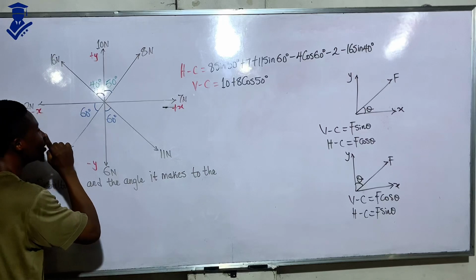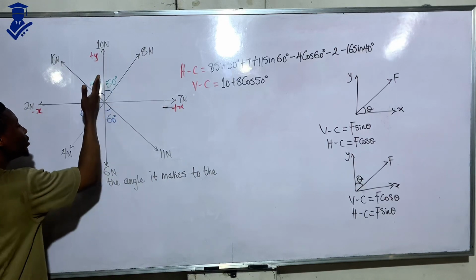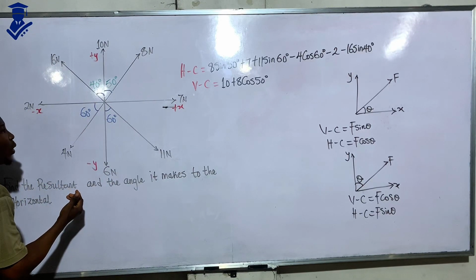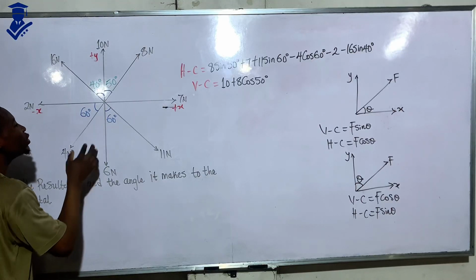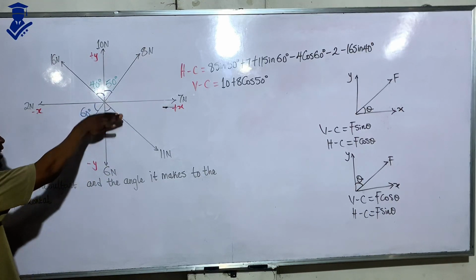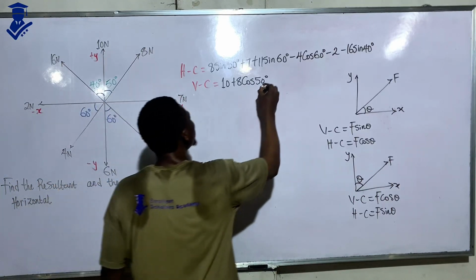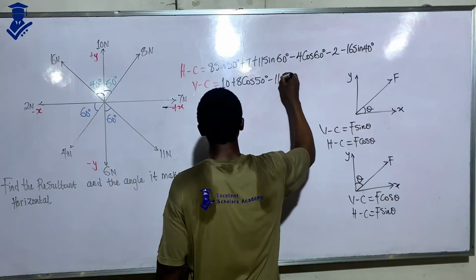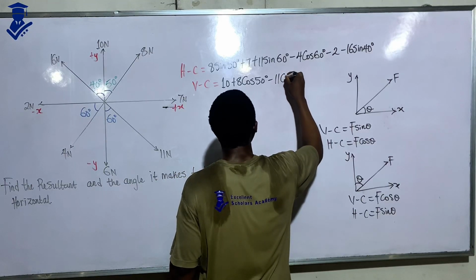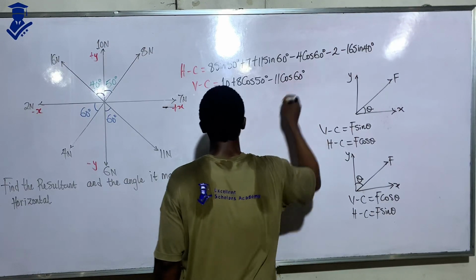This is 11 Newton force, inclined at an angle 60 degree to your vertical. Alright. So in this case, it's going to be what? Negative, because it's on the negative side of our y-axis. So it's going to be minus what? Minus 11 cos 60 degree.